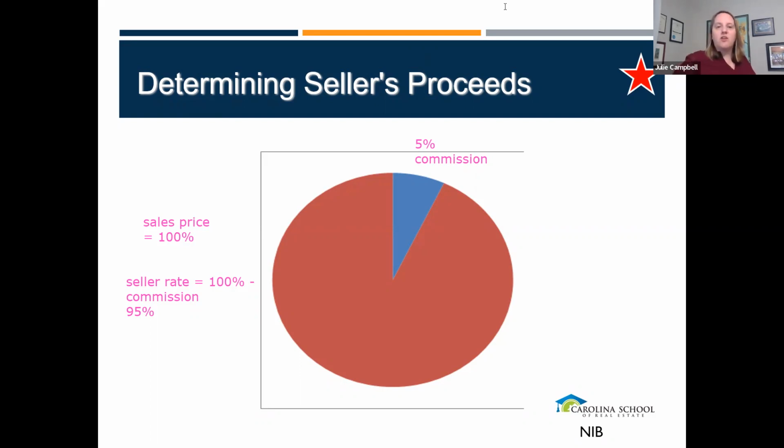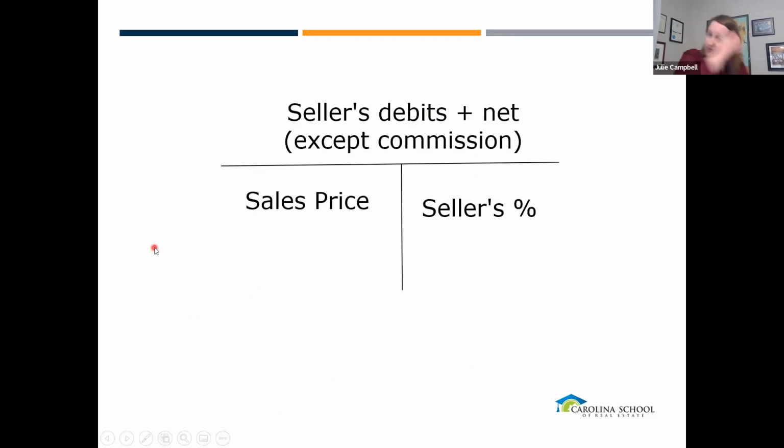Our T-bar when determining seller net looks like this. Sales price goes on the bottom left. Seller's rate, seller's percent. The number on top, we're going to add up all the seller's debt except commission. What is the deed preparation fee? What is the excise tax? What are their outstanding liens? What are their delinquent property taxes? What all do they have to owe? What all do they have to pay on the property in order to sell it?